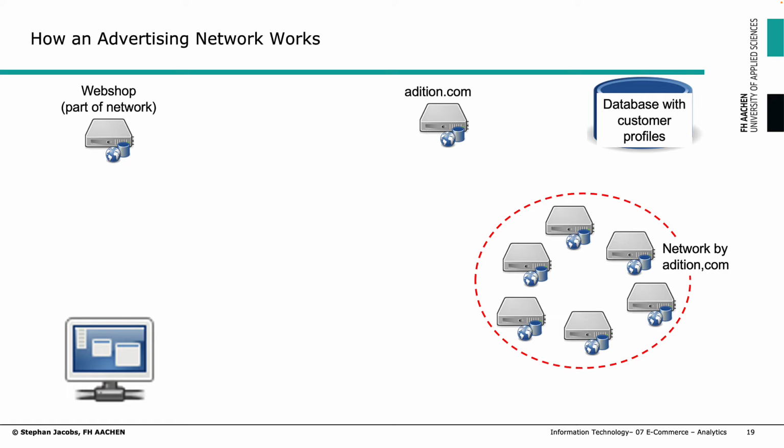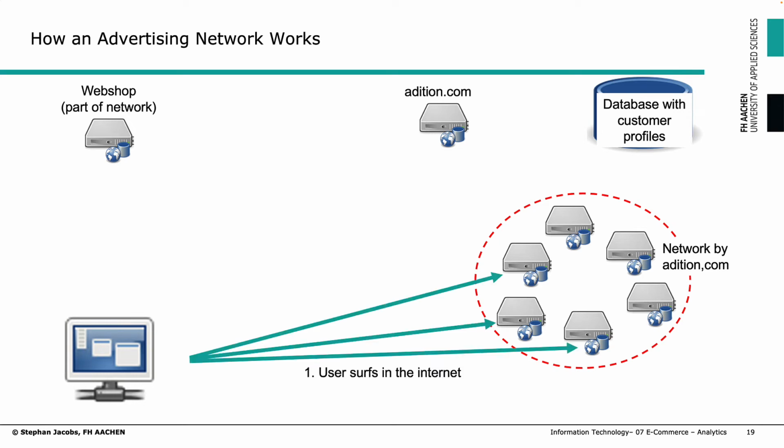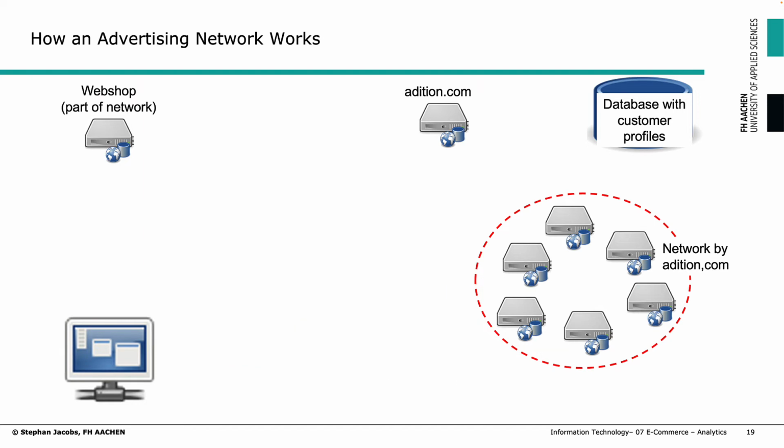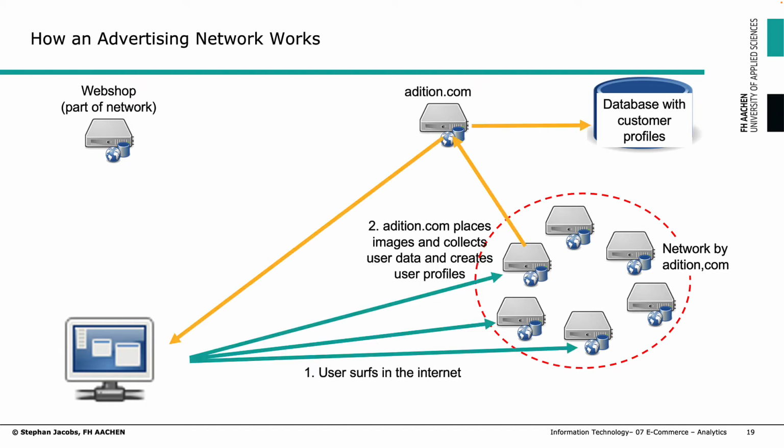Now let's see how this communication goes. The user surfs in the internet, and as on each of these websites there is some kind of component by edition.com, edition.com gets informed and delivers this component. By that, edition.com gets lots of information about the user and can create customer profiles.